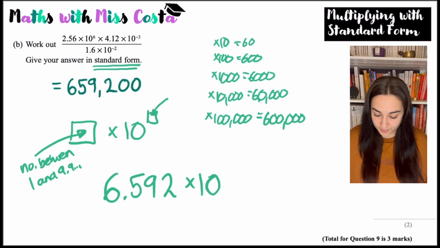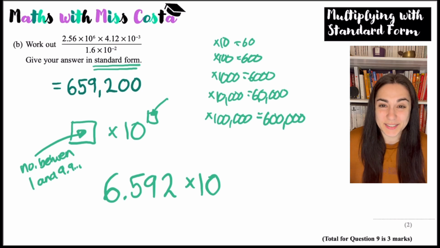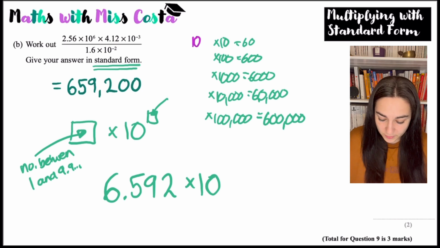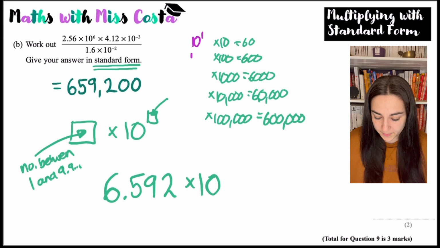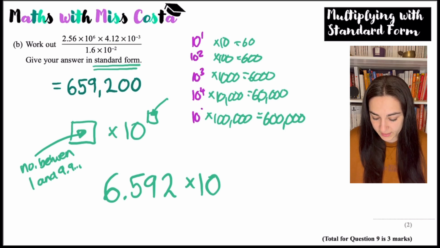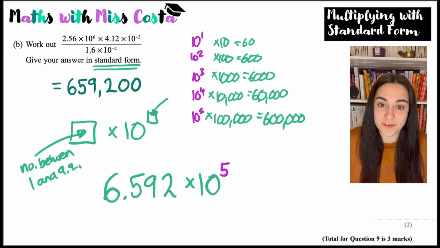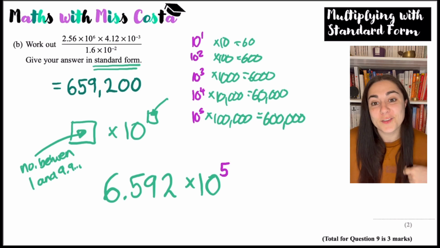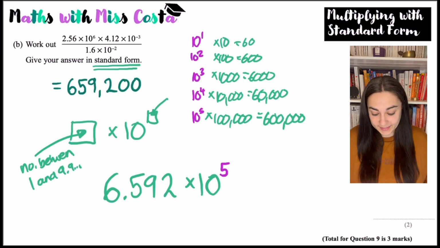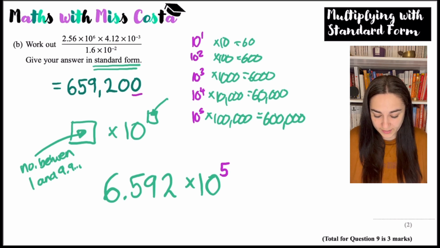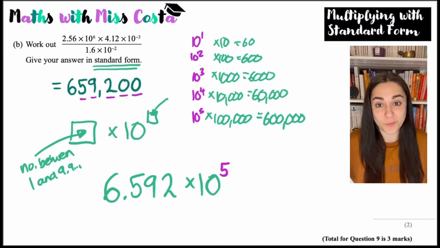So you know you're trying to times by 100,000. And then this is just if you're getting stuck with standard form, you know that timesing by 10 is 10 to the power of 1. 10 squared is 100. 10 cubed, 10 to the power 4. And 10 to the power 5 would be 100,000. So that would be 6.592 times 10 to the power 5. The shortcut way is you just count how many digits are before your first digit. So 1, 2, 3, 4, 5. You choose whichever method works best for you.